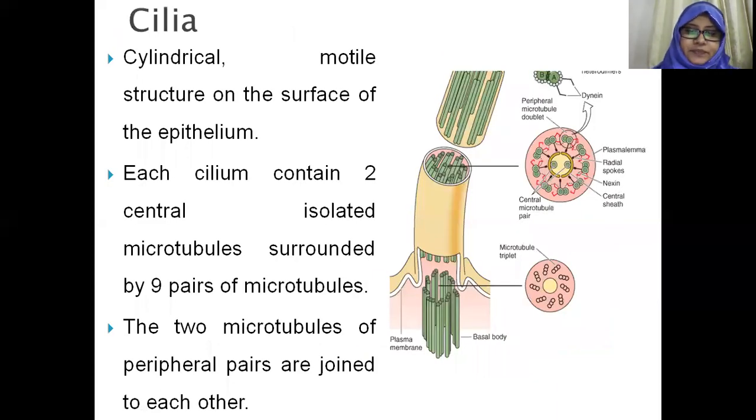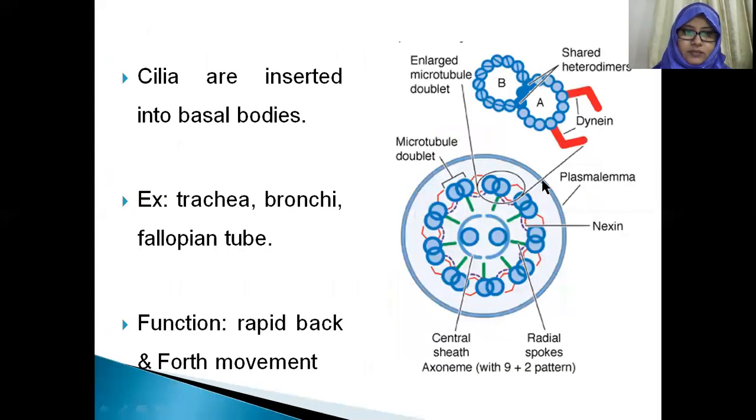Now, cilia. These are cylindrical, motile structures on the surface of the epithelium. Each cilium contains two central isolated microtubules surrounded by 9 pairs of microtubules. The two microtubules of the peripheral pairs are joined to each other. Cilia are inserted into the basal bodies.